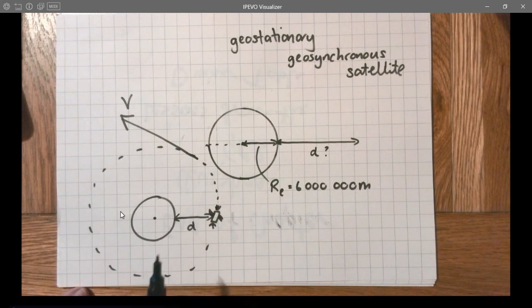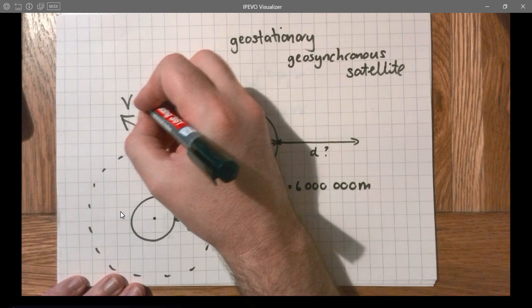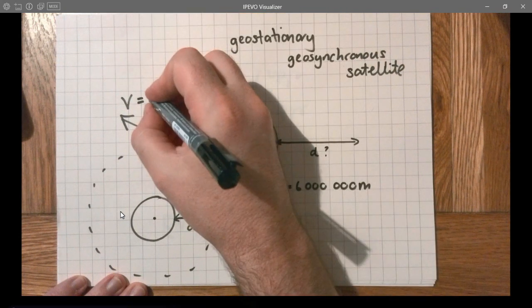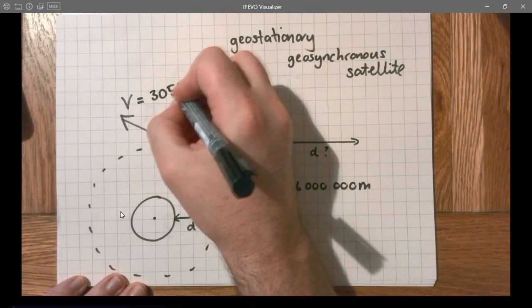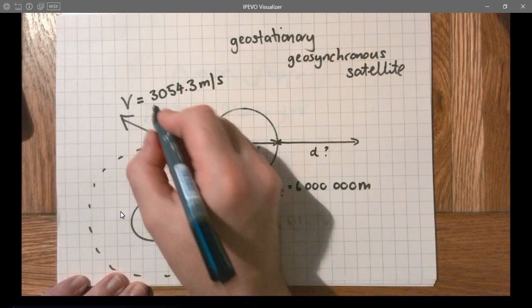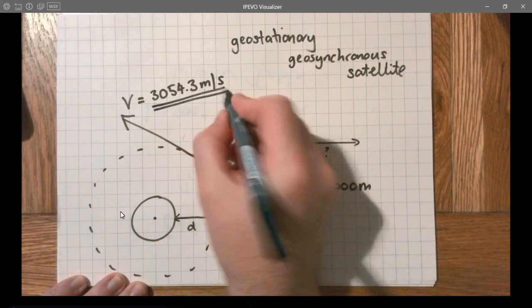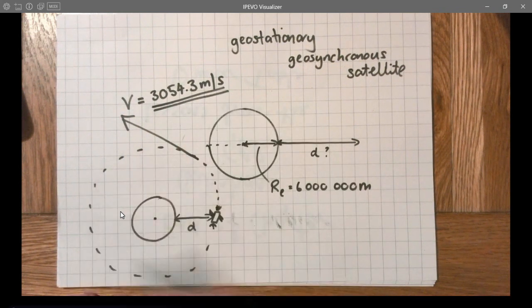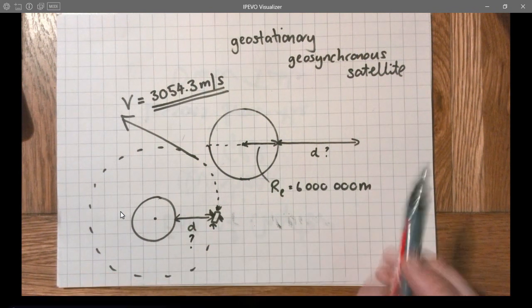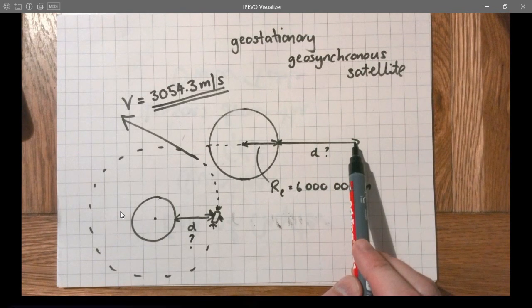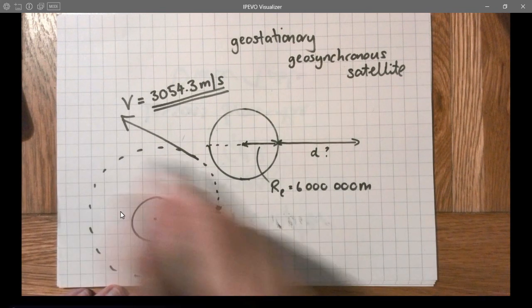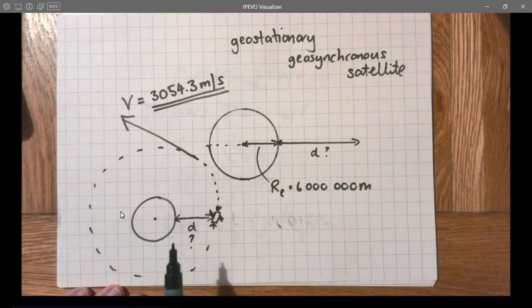So my question to you is, if the horizontal speed of the satellite is 3,054.3 meters per second, that's the horizontal velocity of the satellite as it goes round the Earth, I want you to work out the distance. How far away is it from the Earth's surface, so that when it moves in this big orbital path around the Earth, it stays above the same position?